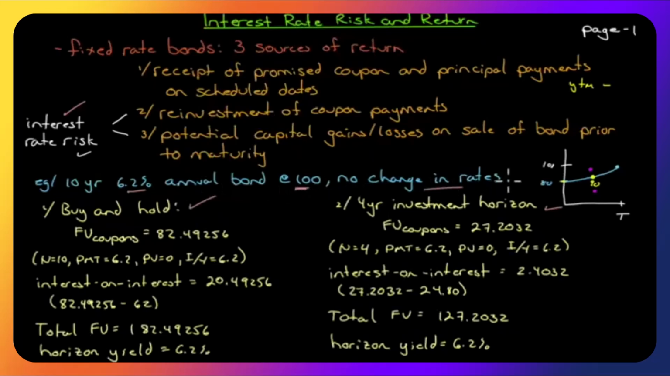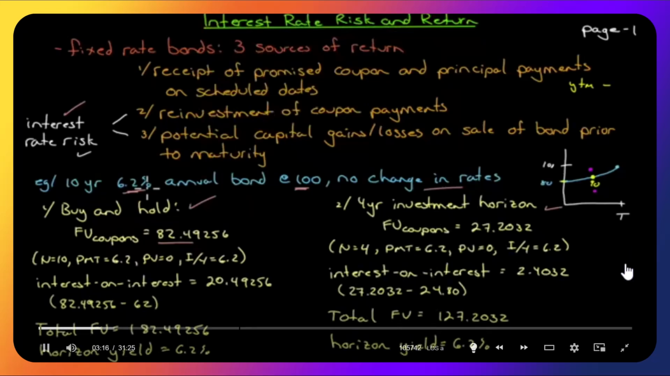And we're going to assume no change in rates over that period of time. Coupons can be reinvested at the yield to maturity rate, which in this case is 6.2%. So let's look at the future value of the coupons, 82.49256. We're going to get 6.2 per year. We're going to reinvest it for 10 years. What will be the future value of that stream of cash flows?